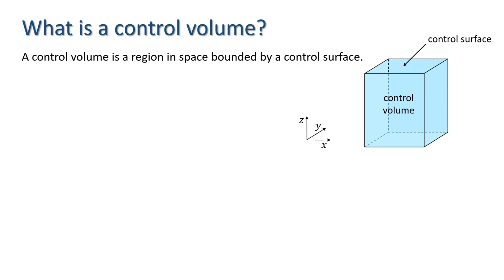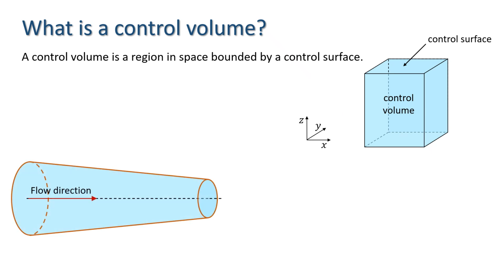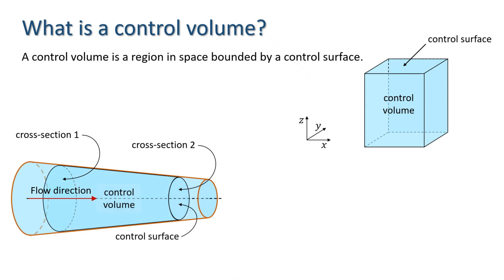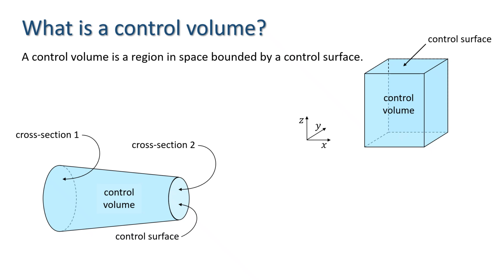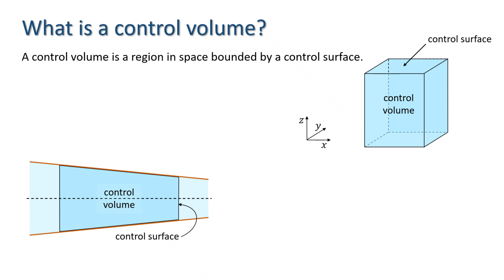Frequently, we make control surfaces coincide with solid boundaries, or, in cases involving flow, assume them to be normal to the flow direction to simplify derivation of equations. So, for example, if we're dealing with flow in a pipe, the obvious thing to do is to take two cross-sections perpendicular to the flow, and we let these cross-sections and the pipe walls define the control surface. The control volume is then contained within that control surface. We often represent this more simply using a 2D projection, such as that shown here.